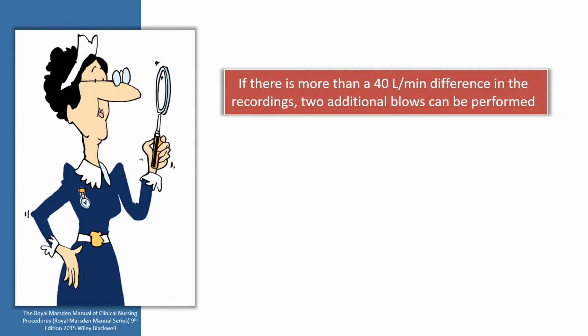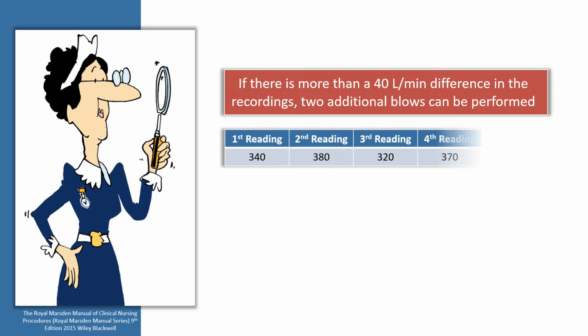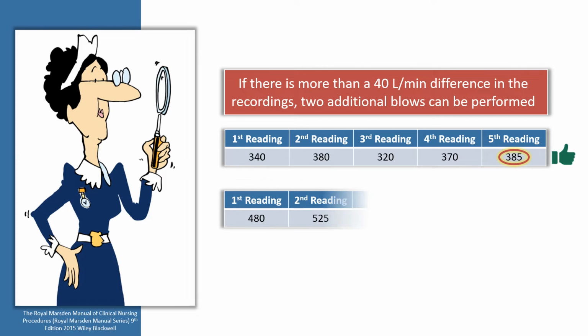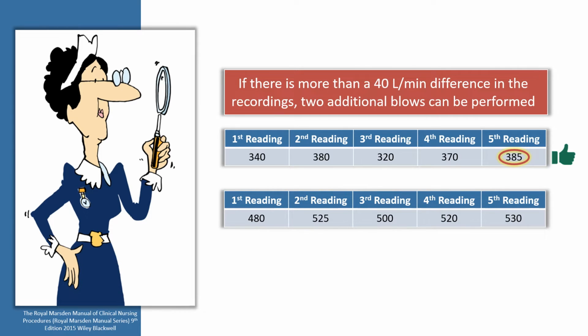If you get more than 40 litres a minute, well then what the guidelines recommend is that you get your patient to do 2 additional blows. So if we take the readings from the previous slide, eventually we did get 3 readings within 20 mils of each other. And you do exactly the same thing. You go, right, well, we'll have that one. Same thing again. And you choose the highest one again.